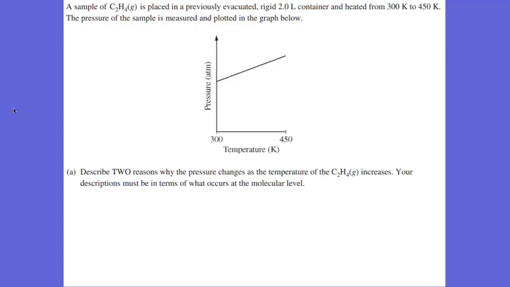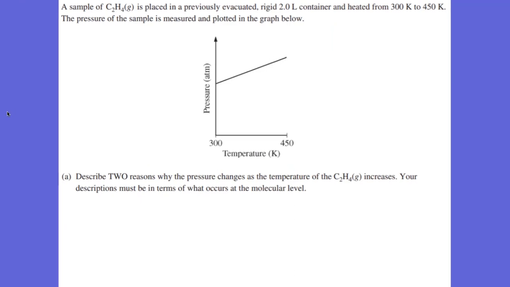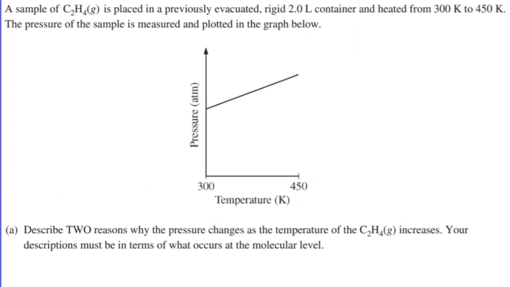So we're going to start with this problem number 5. We have a sample of a gas, C2H4, and it is at 300 degrees Kelvin. It goes up to 450 degrees Kelvin, and you can see how the pressure increases. And they say describe two reasons, okay? Two reasons, and we want to take a look at what happens at the molecular level.